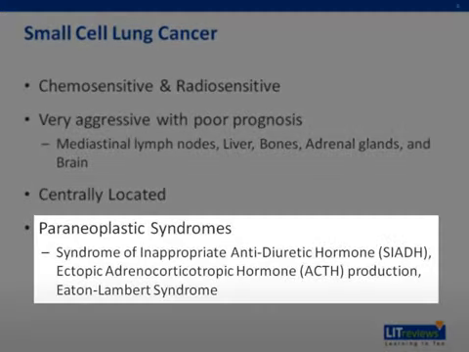And then maybe one of the more important things on the slide here are the paraneoplastic syndromes. For small cell cancer, you want to be thinking SIADH, ectopic ACTH production, and Eaton-Lambert syndrome. Probably the one you get tested on the most will be SIADH. So remember, it's the syndrome of inappropriate antidiuretic hormone production.